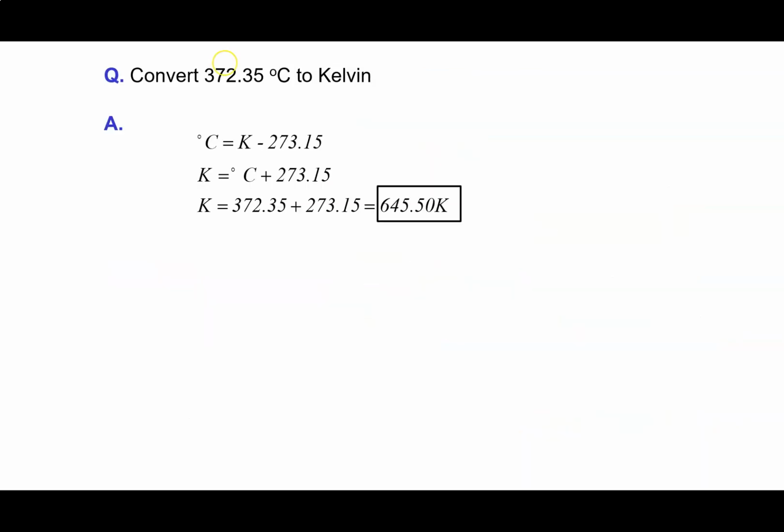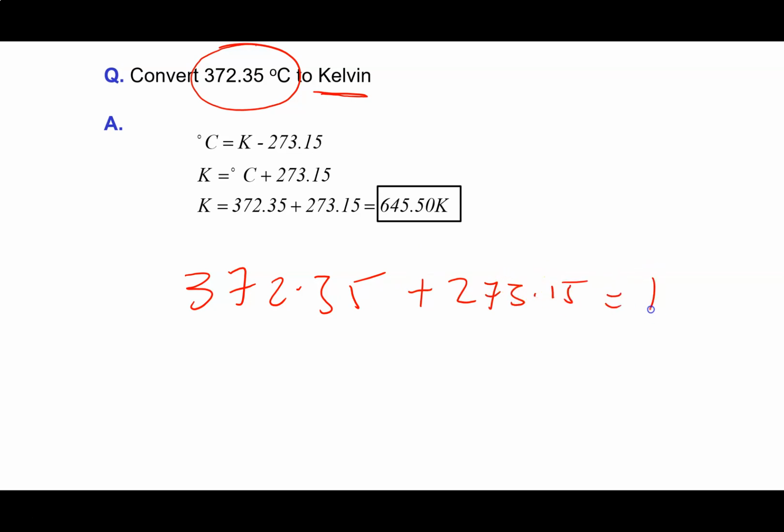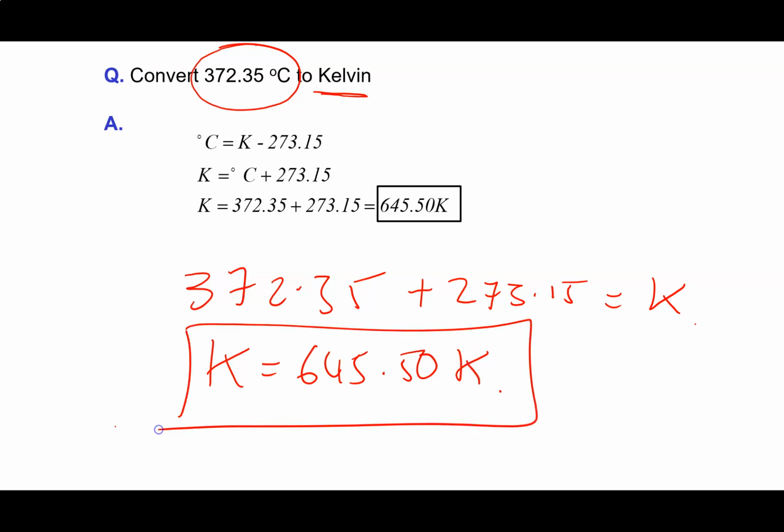Okay, a very common thing to be doing is converting Celsius to Kelvin. So here we have 372.35 degrees Celsius. If you want to convert that to Kelvin, what we know is that we have to add 273.15 to get it into Kelvin. All right, so very, very simple. So Kelvin is equal to 645.50 Kelvin. Okay, so not too hard.